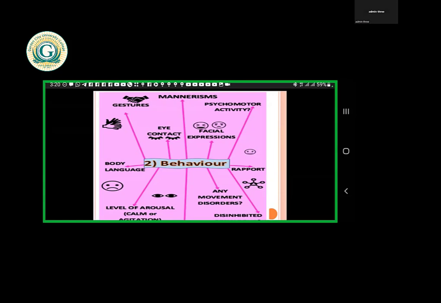We also want to know about when you were establishing the rapport, whether the patient was friendly to you. If the patient was unfriendly or was hostile to you, you need to document that this patient was unfriendly or was friendly, okay? Now, you can also think about the eye contact.